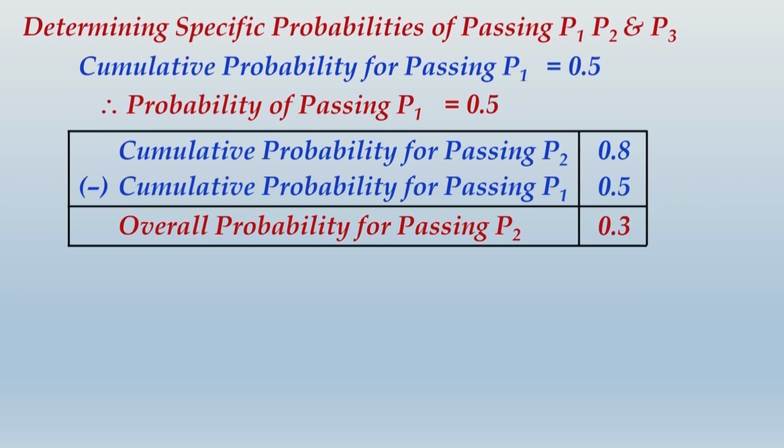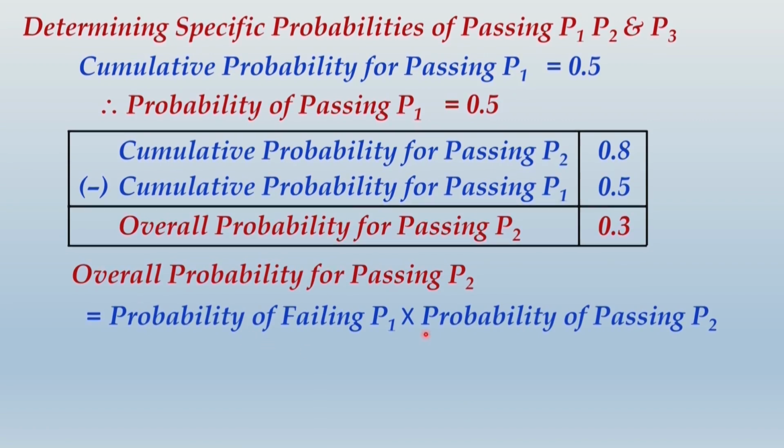Let us crack this further, and here you need to keep your attention completely at full alert. Overall probability of passing P2. Now, how do you follow the path until you pass P2? It is the probability of failing P1 multiplied by the probability of passing P2. The overall probability for passing P2 will be 0.3, which is the difference between these two cumulative probabilities. 0.3 equals, now we have to take the probability of failing P1. If the individual probability of passing P1 is 0.5, the probability of failing P1 will also be 0.5. That means this is 0.5.